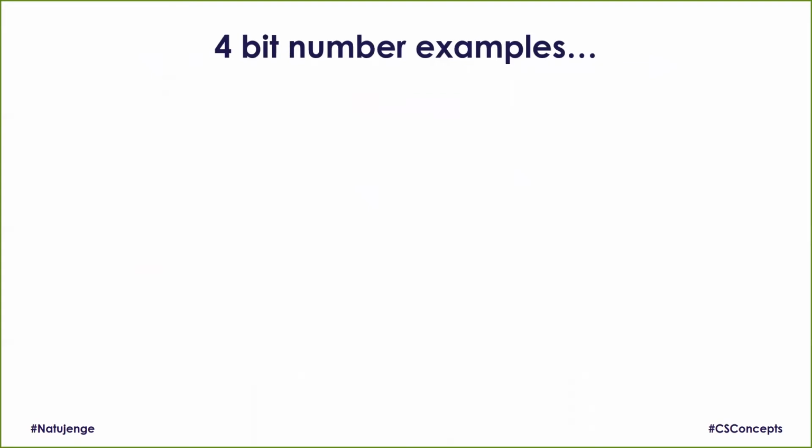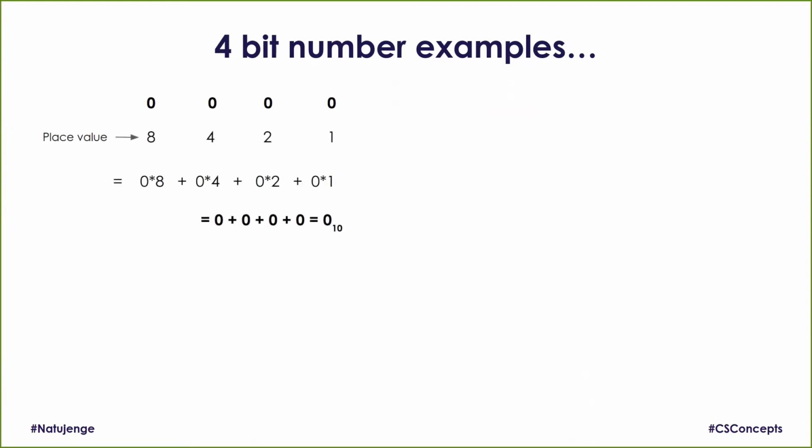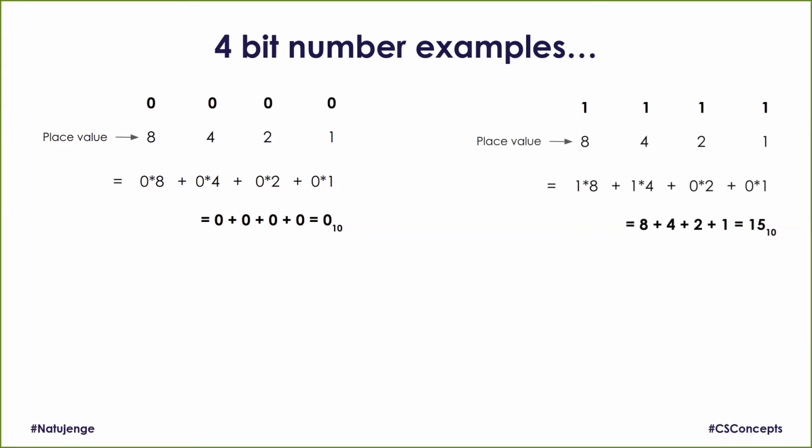Allow me to just illustrate some number conversions with a 4-bit number. So you have 0, 0, 0, 0. You know the place value of, from the right, we have 1, 2, 4, and 8. And this gives us 0, 0, 0, 0 represents a 0. 1, 1, 1, 1, you know the place value again, and that basically represents a 15.